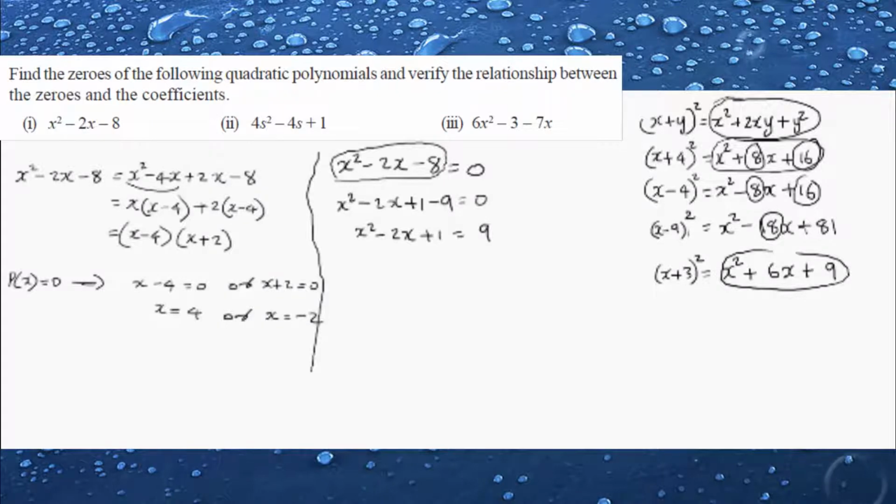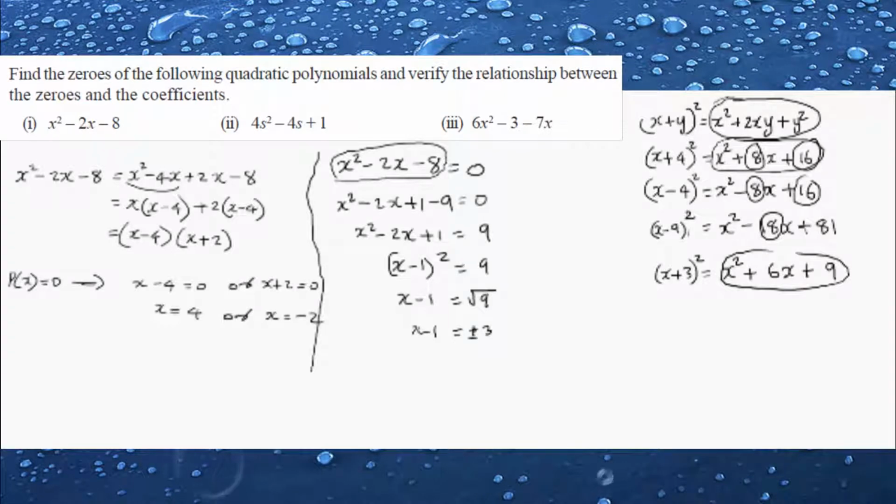Now you compare with this identity. What all square is x square minus 2x plus 1? x minus 1. Yes, x minus 1 all square is equal to 9. Therefore, take the square root to the right side, so x minus 1 is equal to root 9. For root 9 there are two possible answers, plus 3 and minus 3.